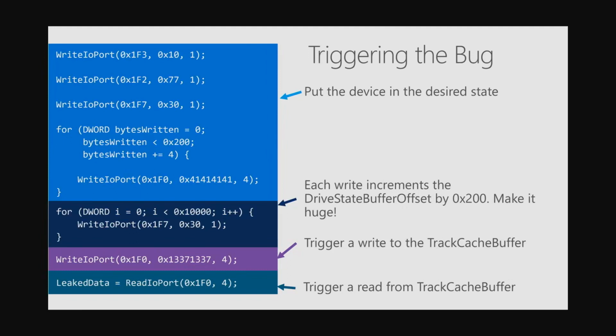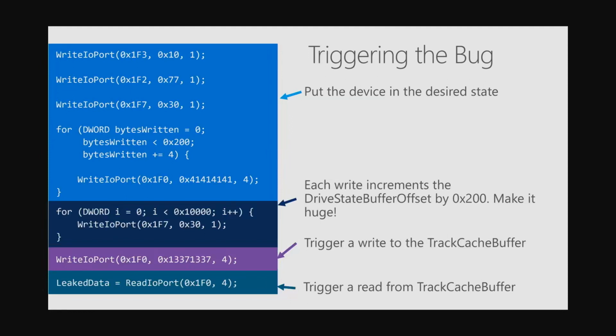And then there's this loop here, and it's in dark blue. I can try to highlight this with my laser pointer. This loop right here, every time this loop executes, it does an IO port write, and every IO port write that you execute there will end up incrementing the drive state buffer offset by 512. So the drive state buffer offset is always 512 byte aligned.